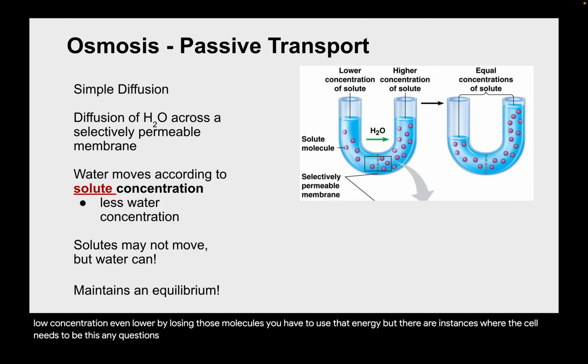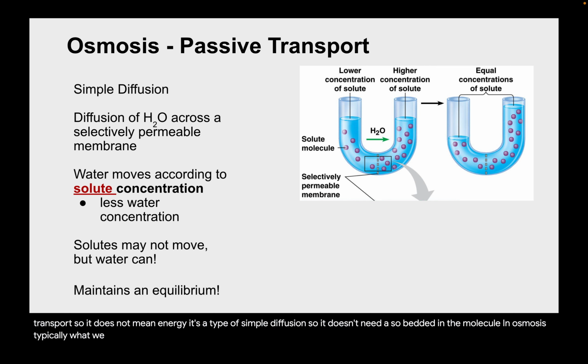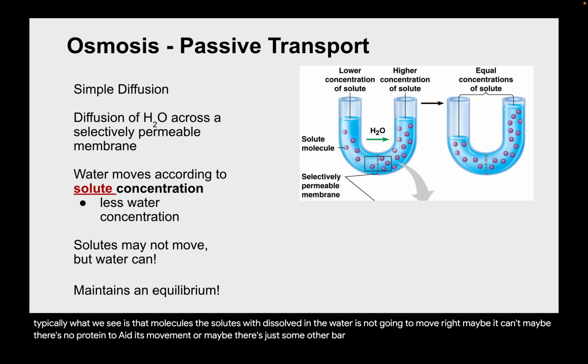All right. I wanted to touch on osmosis because I did not touch upon it in the video. Osmosis is a type of passive transport, so it does not need energy. It's a type of simple diffusion, so it doesn't need a protein embedded in the membrane. In osmosis, typically the solutes, what's dissolved in the water, are not going to move, right? Maybe it can't move. Maybe there's no protein to aid its movement. Or maybe there's just some other barrier to its movement, right?